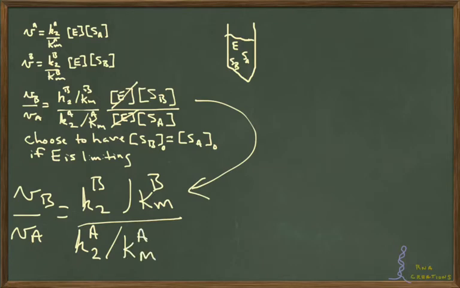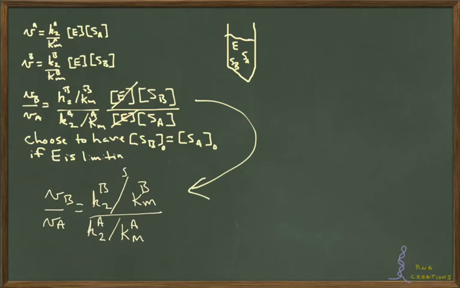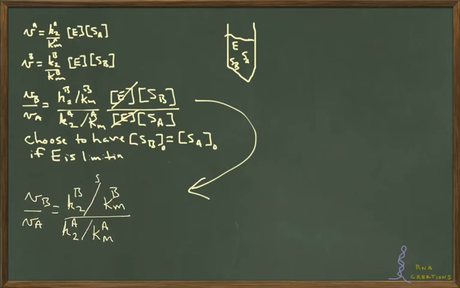If that's true, then the competing rates is just the ratio of the kcats over Km's, and that's true under all conditions. And that's a really important equation. And remember, that's true under both kcat over Km conditions as well as kcat conditions.